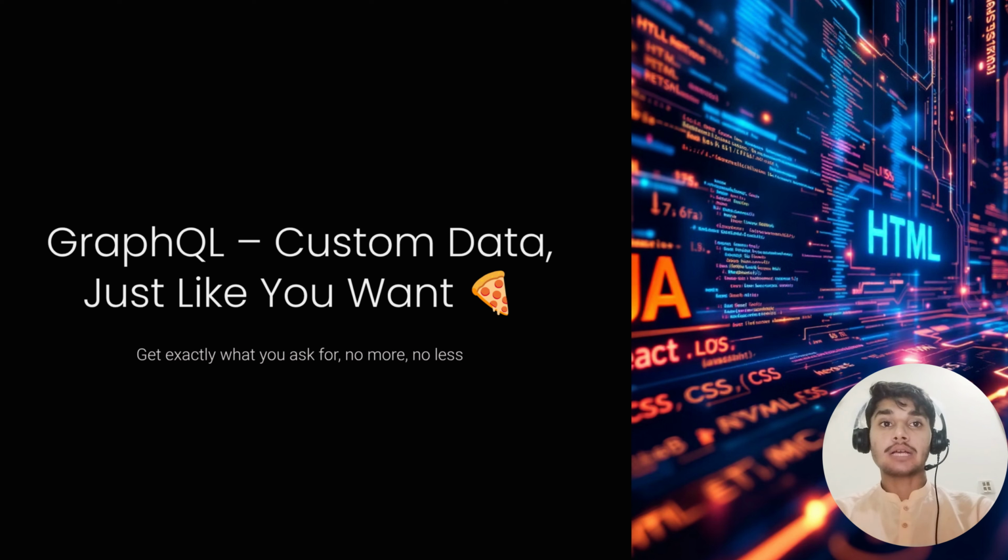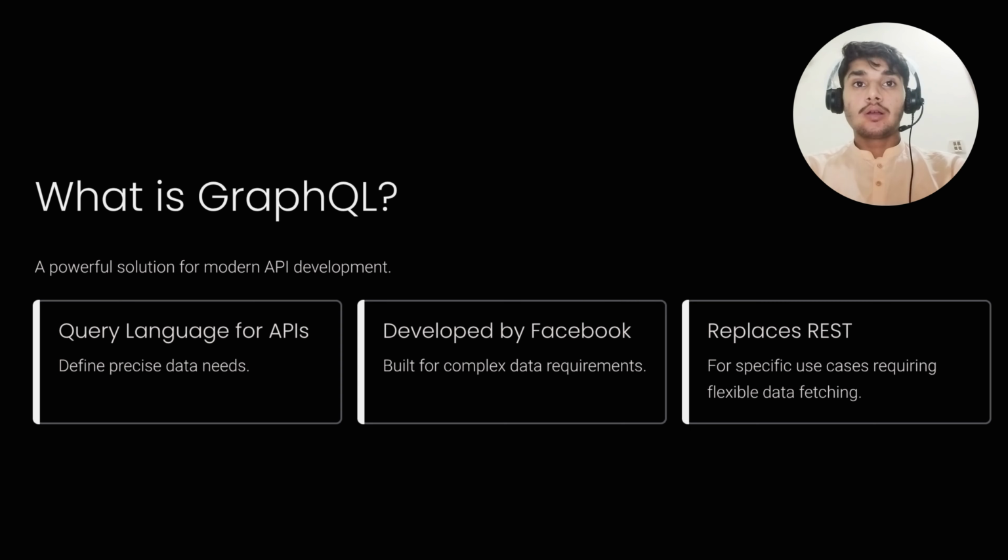Imagine ordering a pizza and asking only for the toppings you want. No mushrooms, extra olives. That's how GraphQL works. It lets you ask for just the data you need, nothing extra. GraphQL is a query language designed to make APIs flexible and efficient. Instead of getting fixed data like REST, you define exactly what your app needs, like choosing your pizza toppings.